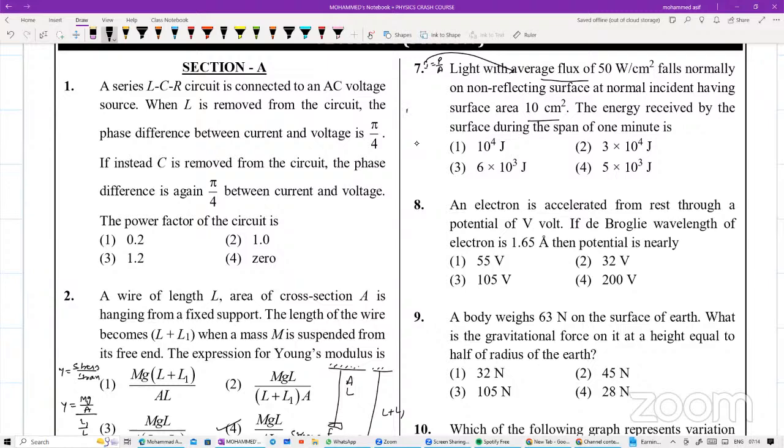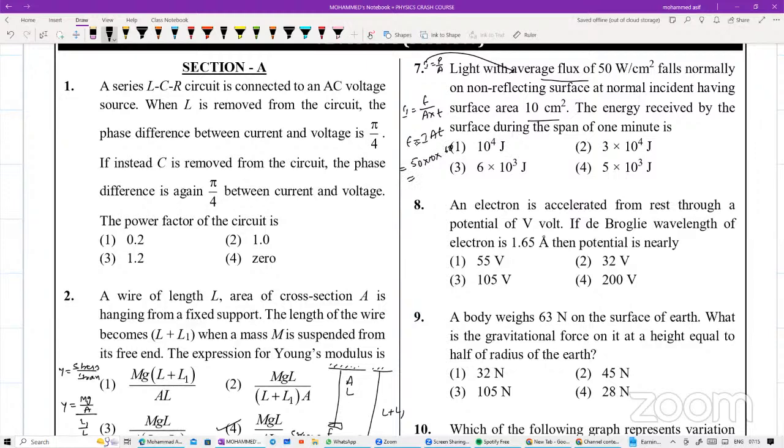So you know the formula, intensity is equal to energy per unit area per unit time. So the energy received by the surface in 1 minute will be E is equal to I into A into T. Intensity is given in the problem as 50, area is given as 10, and time is given as 1 minute. 1 minute means 60 seconds. Simplify this and the answer will come.